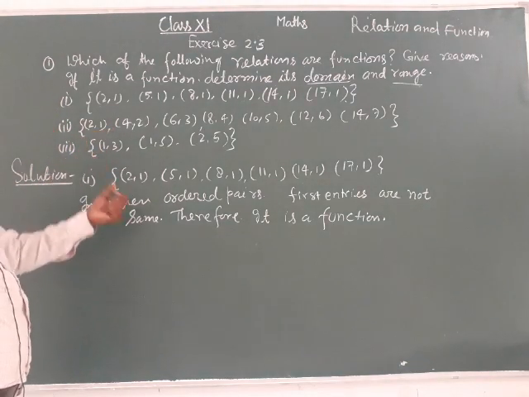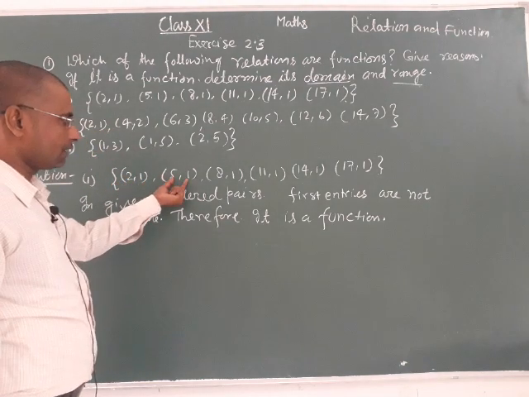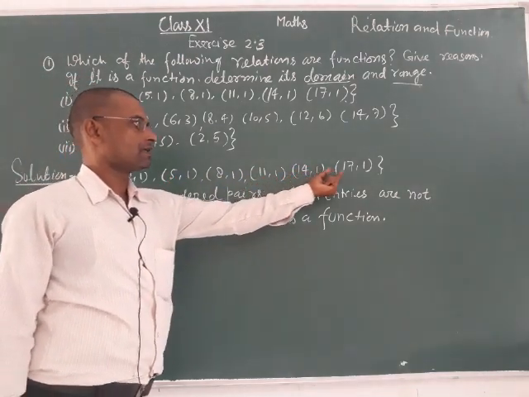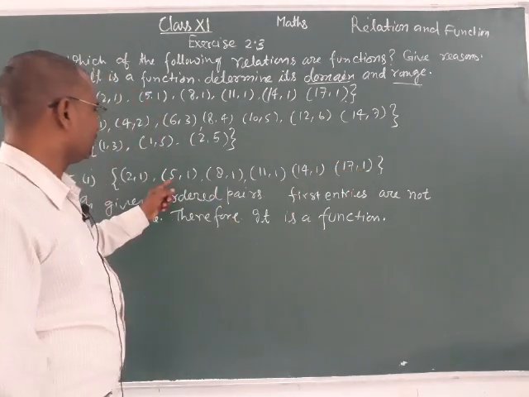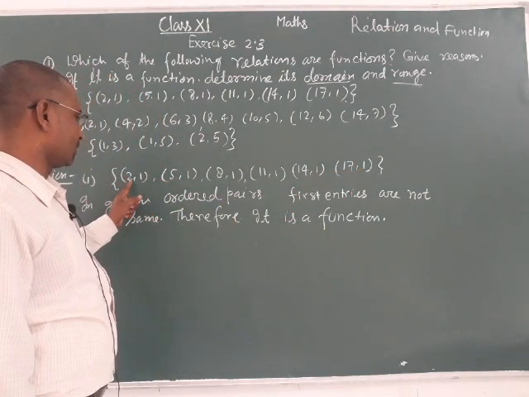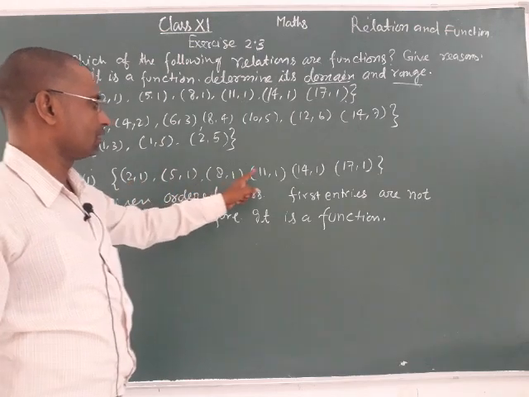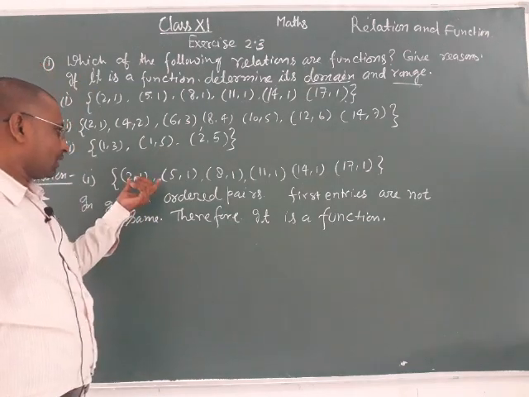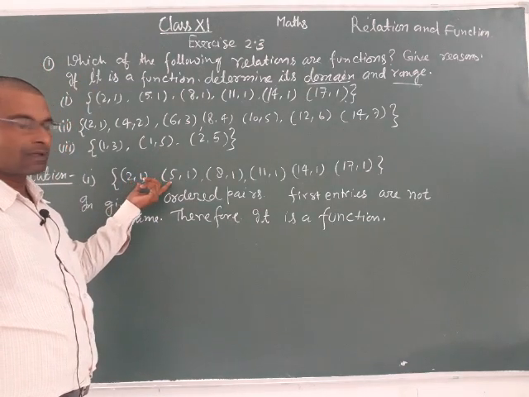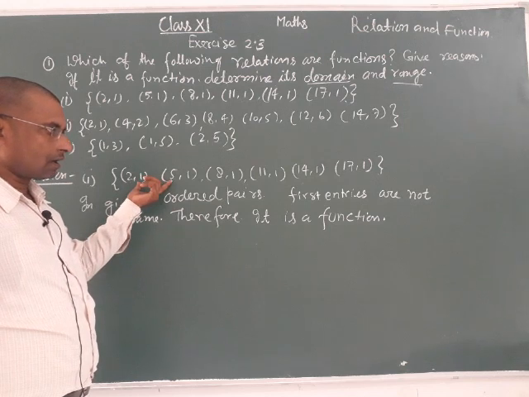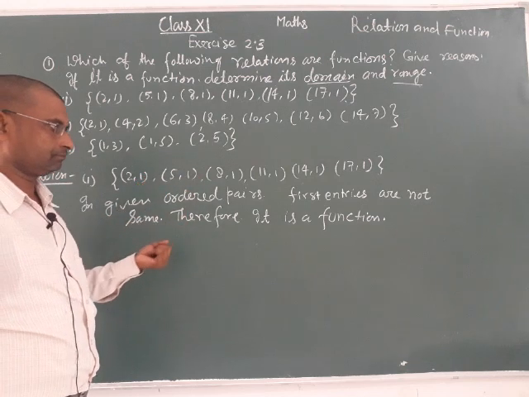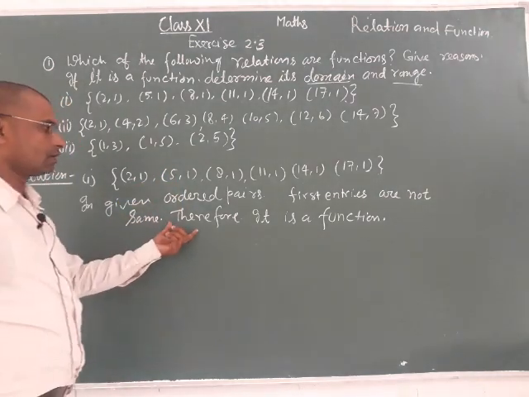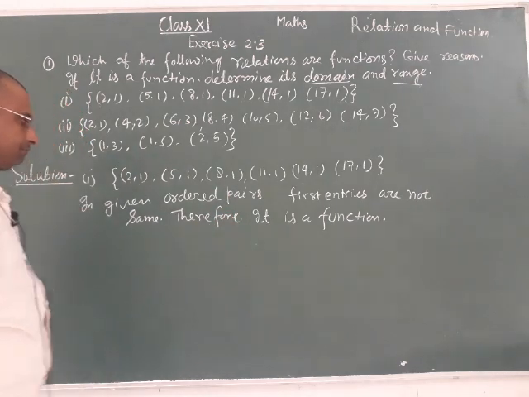In the given ordered pairs (2, 1), (5, 1), (8, 1), (11, 1), (14, 1), (17, 1), the first components are 2, 5, 8, 11, 14, 17. They do not have the same component. Therefore, it is a function.